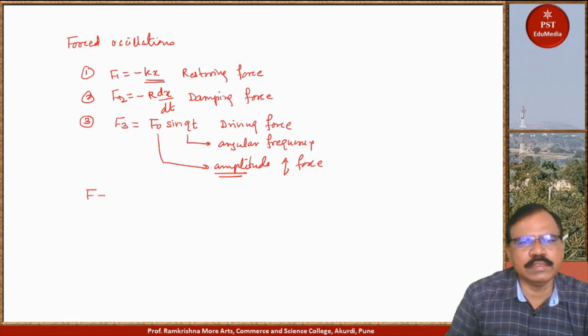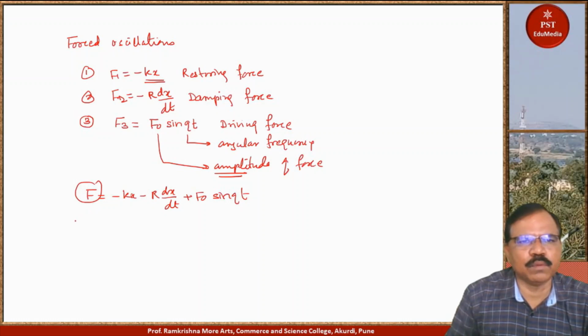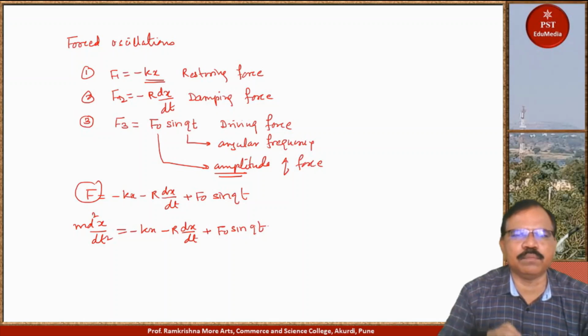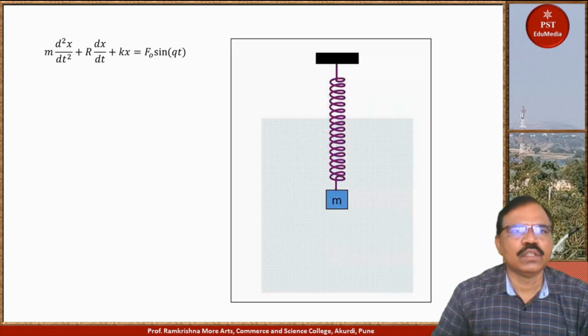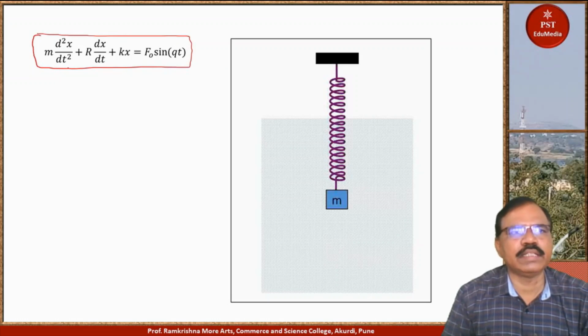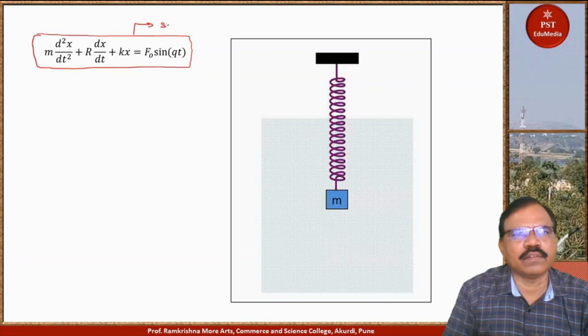So what happens? Total force F is equal to minus Kx minus R dx by dt plus F0 sin Qt. And we can write this force as mass into acceleration. So m d2x by dt square is equal to minus Kx minus R dx by dt plus F0 sin Qt. This is external periodic force applied on the body. So we get here differential equation: M d2x by dt square plus R dx by dt plus Kx is equal to F0 sin Qt. So this is second order, linear and non-homogeneous.